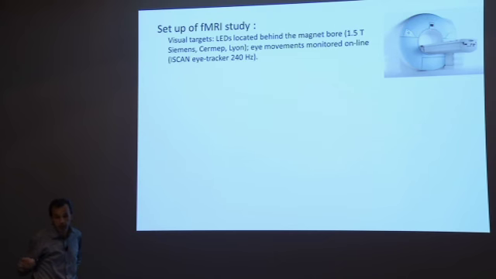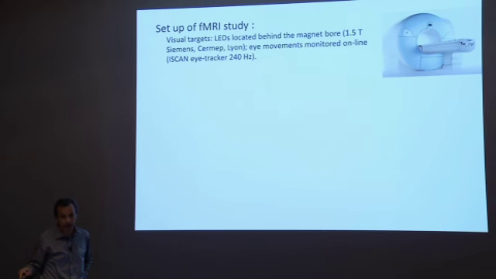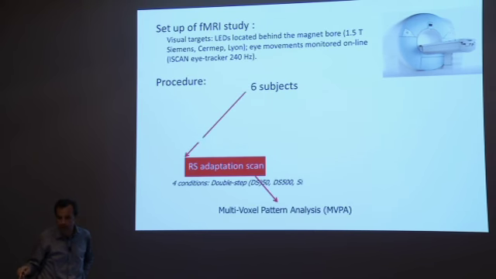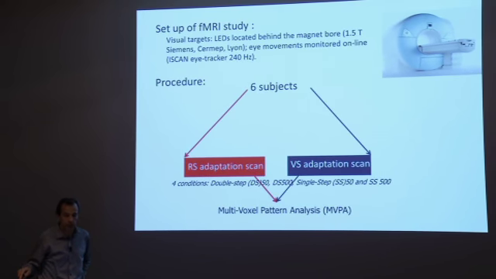So we had to monitor eye movements precisely while scanning our subjects. We had 6 subjects tested either in a reactive saccade adaptation task or in a voluntary saccade adaptation task in 2 different sessions, separated by at least a week. And we analyzed the data coming from these scans with multivoxel pattern analysis.